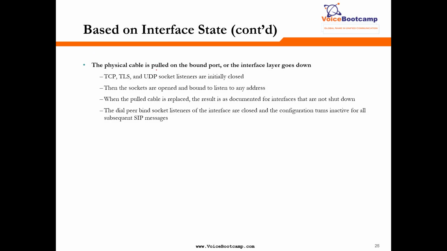The physical cable is pulled on a bound port, or the interface layer goes down. Again, sockets are initially closed, then reopened and listen to any address. When the pulled cable is replaced, the result is the same as for an interface that is not shut down. All the bind socket listeners for the interface are then closed. The configuration will turn inactive for all the subsequent messages.